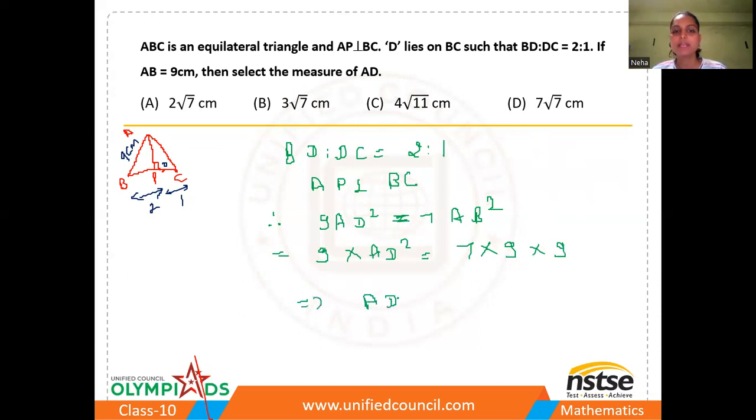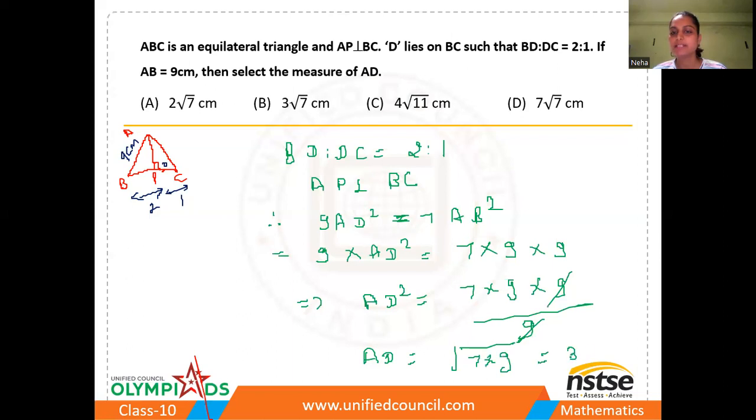So here AB square is nothing but 7 multiplied by 9 multiplied by 9 divided by 9. So 9 and 9 will get cancelled out. So here AB is nothing but equal to square root of 7 multiplied by 9. So this I can write as 3 root 7 centimeter. Yes, B is the correct choice.